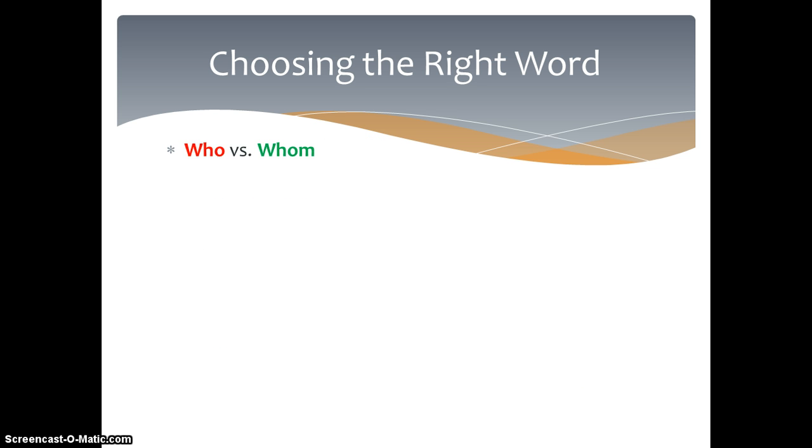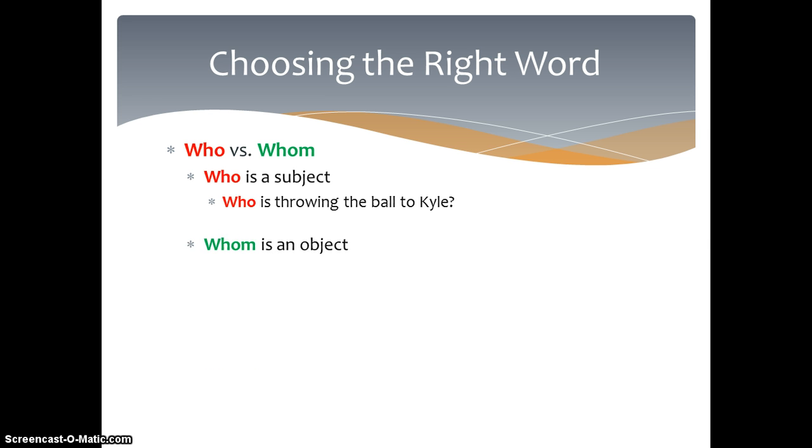Okay, who versus whom. Who is a subject of a sentence. A subject of a sentence is, of course, performing the action. Who is throwing the ball to Kyle? Whom is an object. It is receiving the action. Kyle is throwing the ball to whom? Right? Here's something to bear in mind.